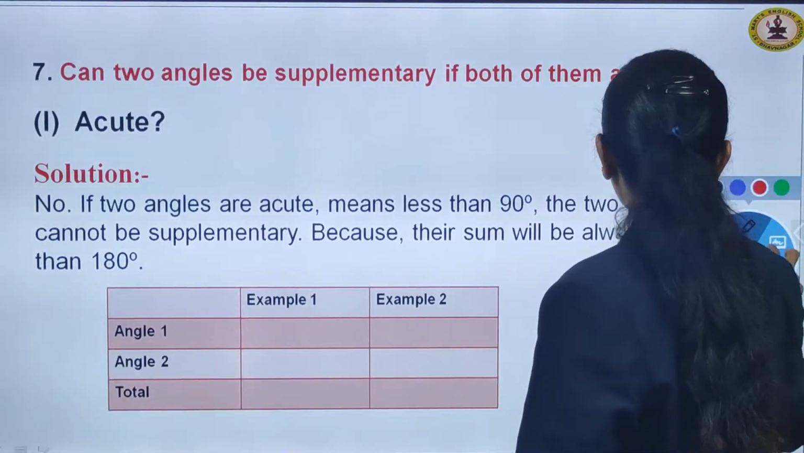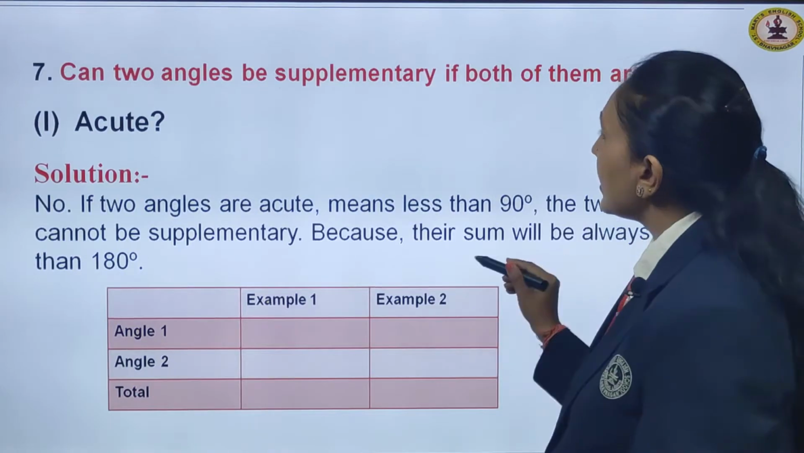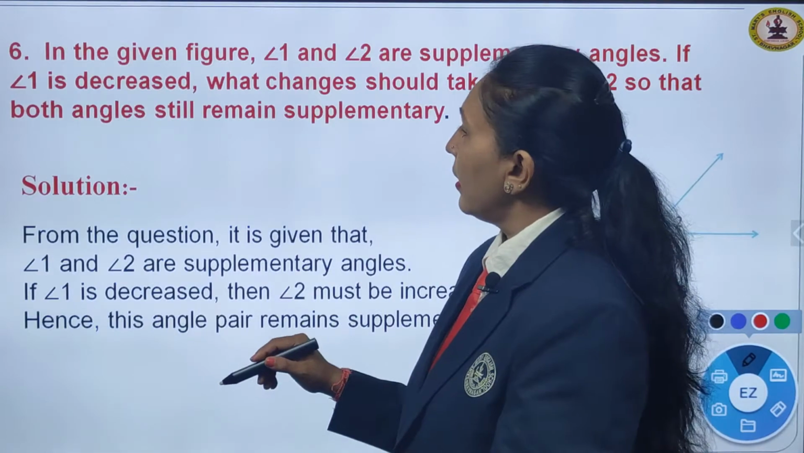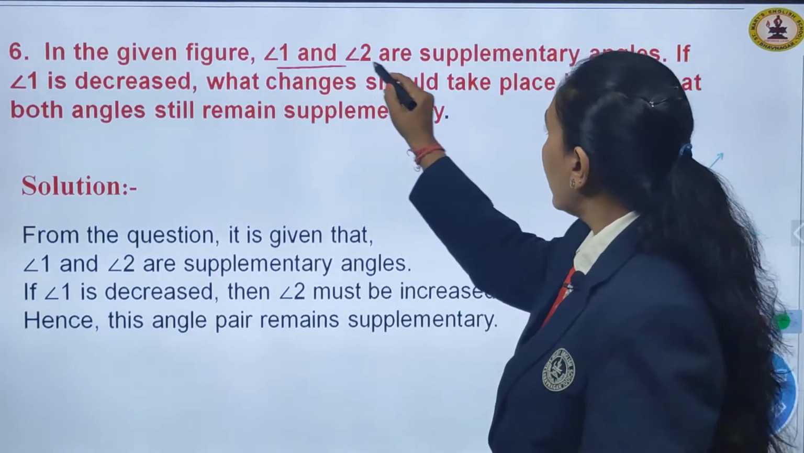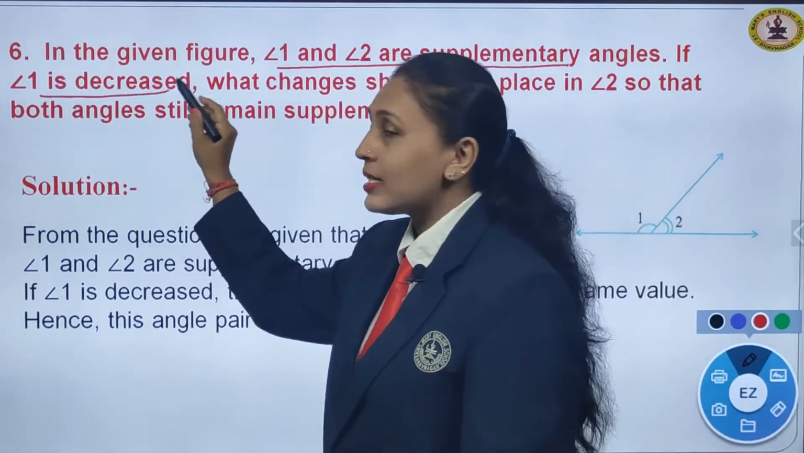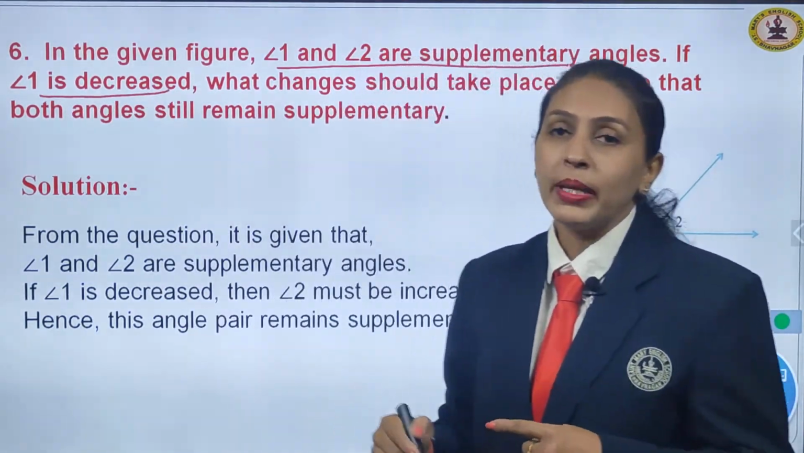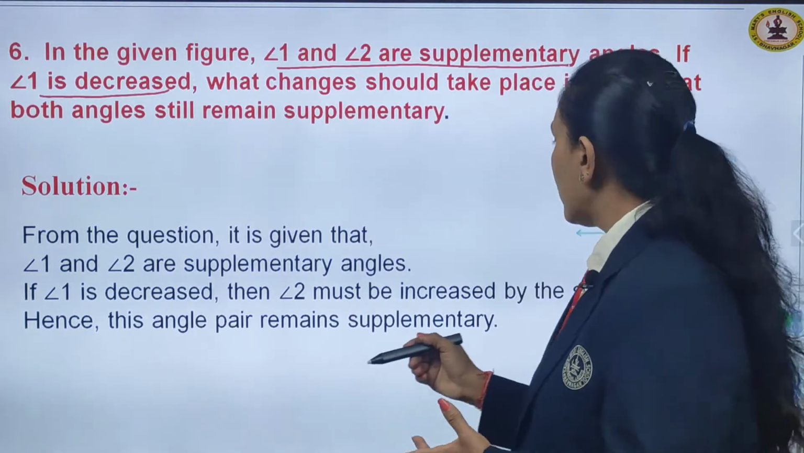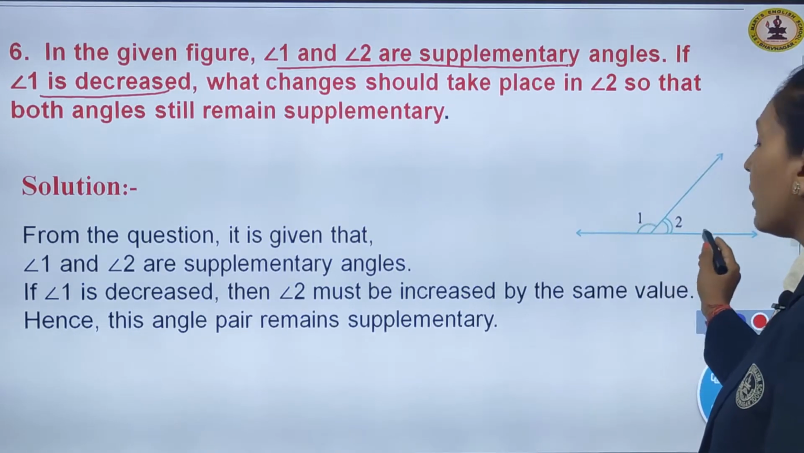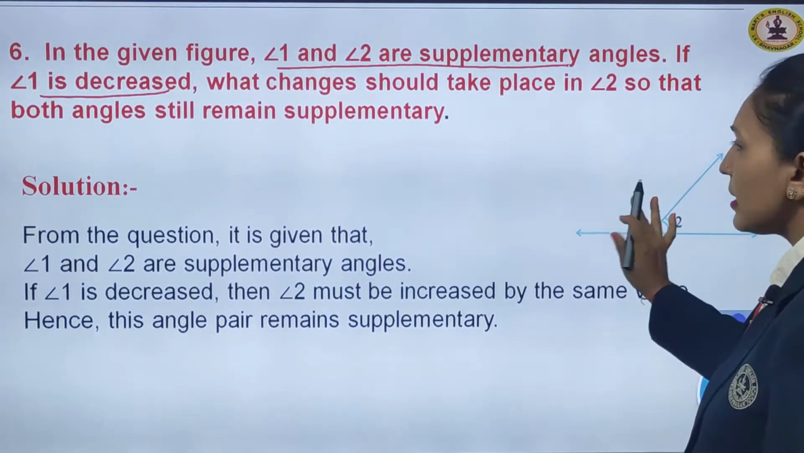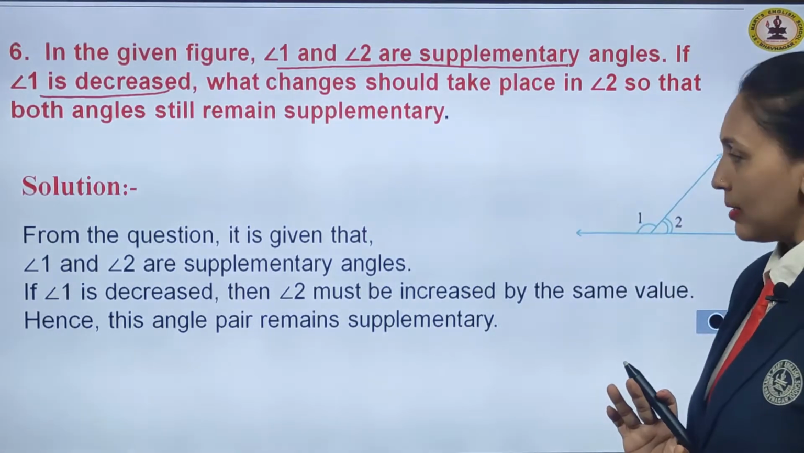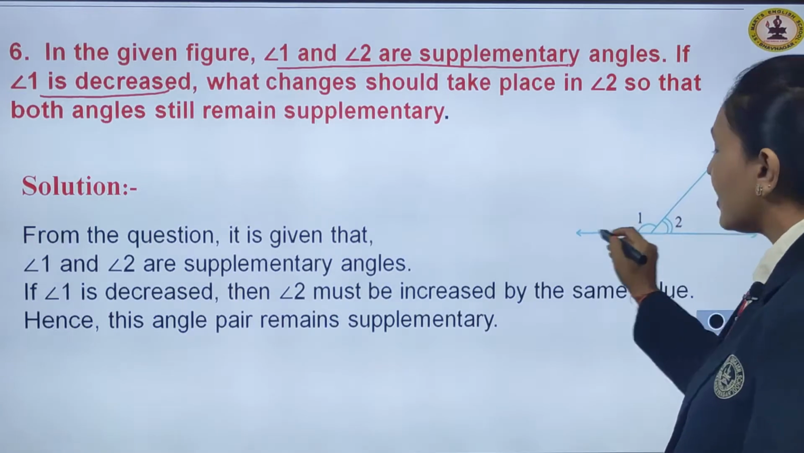Children, here the condition is given to us that both angle 1 and angle 2 have to be supplementary, and the condition is if we decrease angle 1, then what will be the change in angle 2? Children, you can see here, I have drawn a figure where angle 1 and angle 2 are marked. This is the first condition where angle 1 and angle 2 are supplementary angles. That means they are 180 degrees, they are adjacent angles.